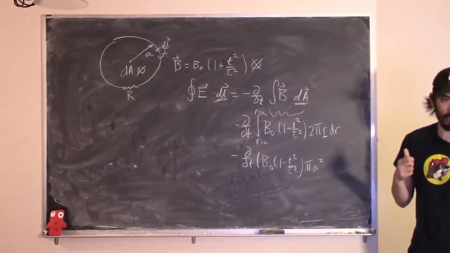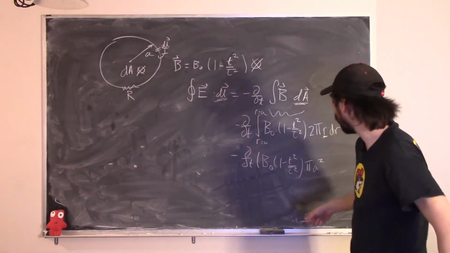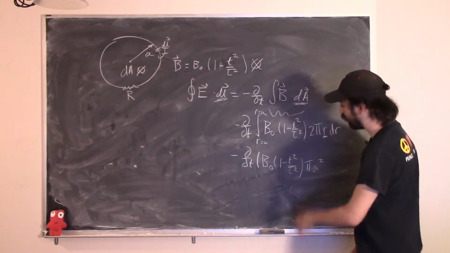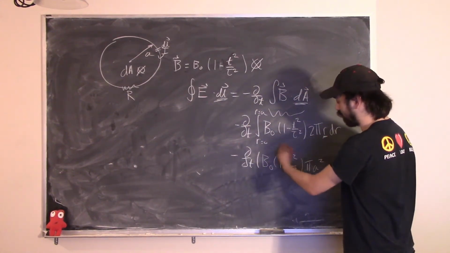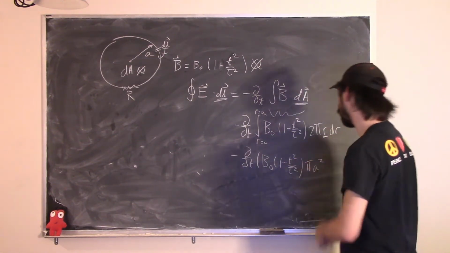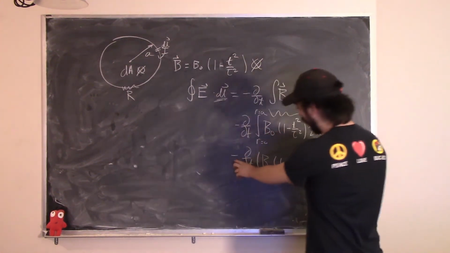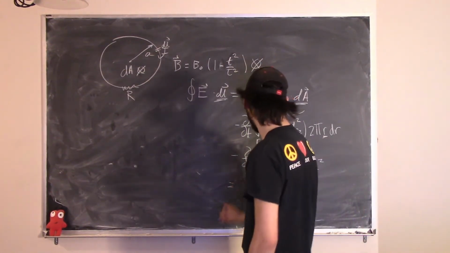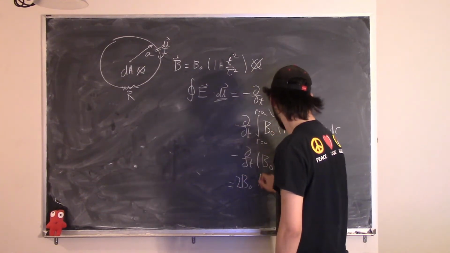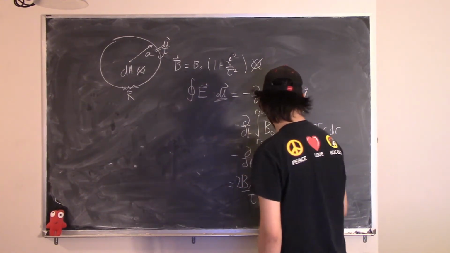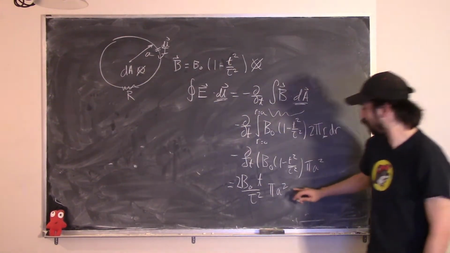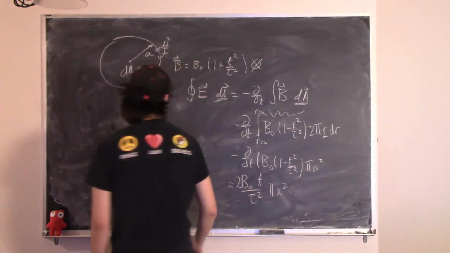Okay. So the next thing that I can do here is take the time derivative that I need here. And when I take that time derivative, I see that the time derivative of 1 is 0. The time derivative of this term right here is going to give me a minus 2t. And I also have a negative sign here. So ultimately this is going to be equal to B0 with a 2 out front times t divided by tau squared times pi a squared. Okay, and this is going to be my right-hand side of Faraday's law.